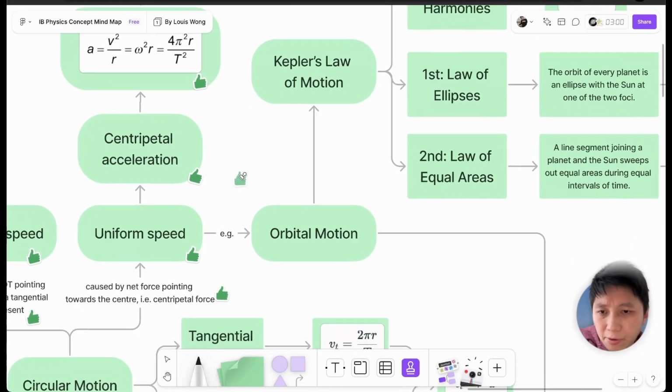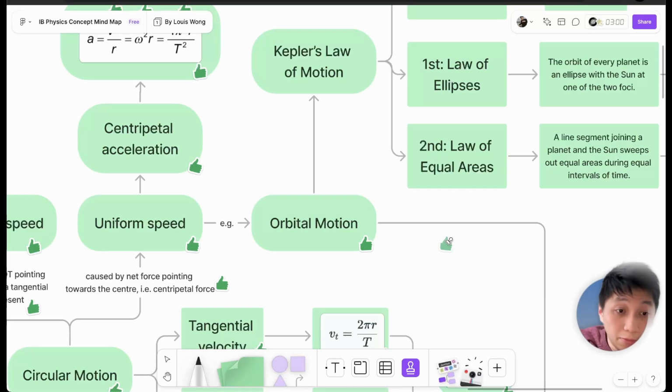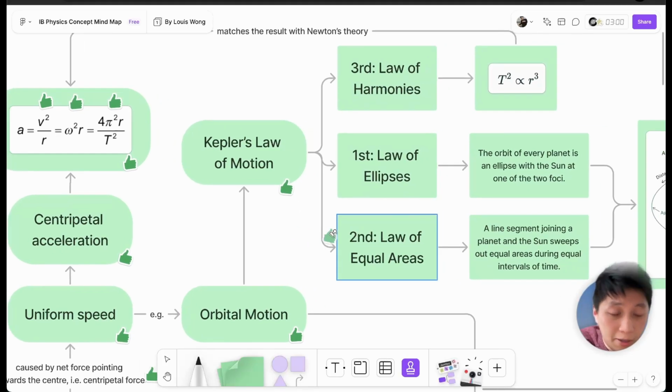Now, one example of uniform circular motion is orbital motion, which you get to see a lot, especially if you are taking it at the higher level. And for orbital motion, there are 3 Kepler's laws, which describe orbital motion.